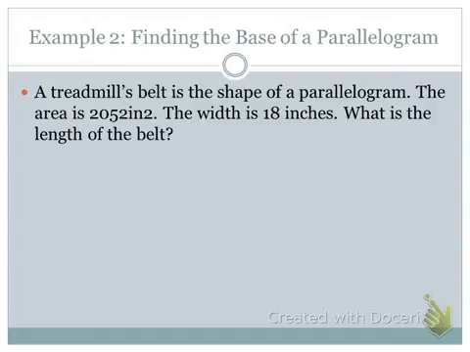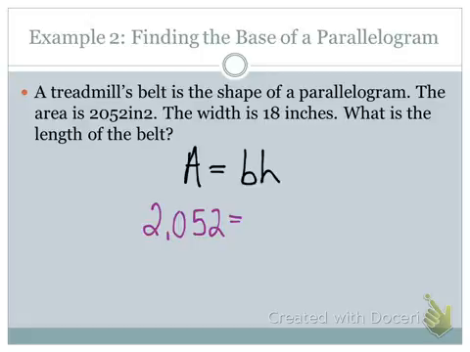Now in example 2, I'm finding the base of the parallelogram or the height. Okay, so now I have the area, but I need to find one of the other dimensions. So I still start with my original formula. A equals base times height. All right. But now I need to plug in the information where it belongs in the formula. So if it tells me the area is 2,052 inches squared, where do I plug that value in? Which variable? In for A.